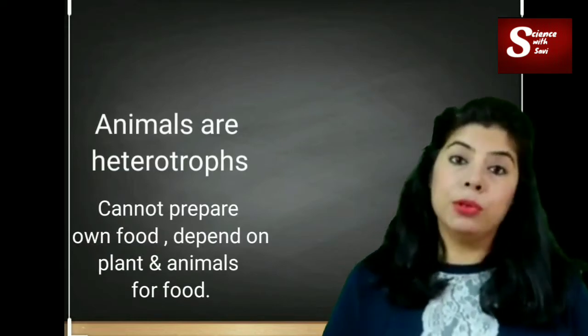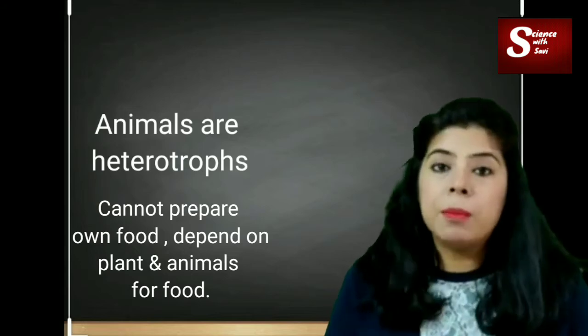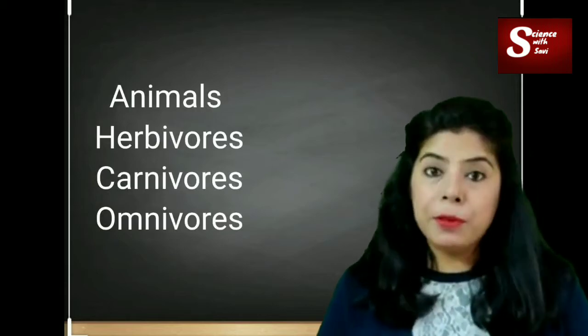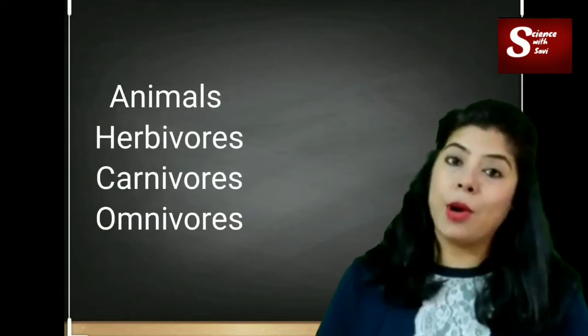As we already studied about animals, animals are heterotrophs. They cannot prepare their own food, so they have to be dependent upon others for food. They generally consume plants and animals as food. So depending upon the kind of food habit the animals have, we can divide them into three basic categories: the herbivores, the carnivores and the omnivores.